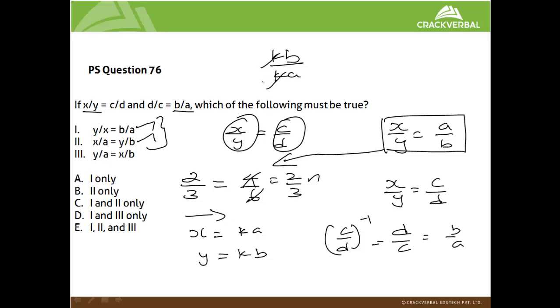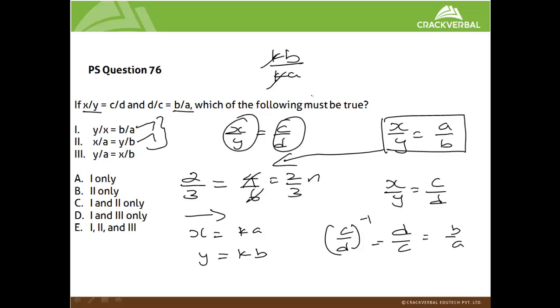So in that case, y over x has to be equivalent to b over a, because x over y is equal to a over b. Reciprocal of x over y is y over x. Reciprocal of a over b is nothing but b over a. Which is exactly statement 1. So statement 1 always has to be true.